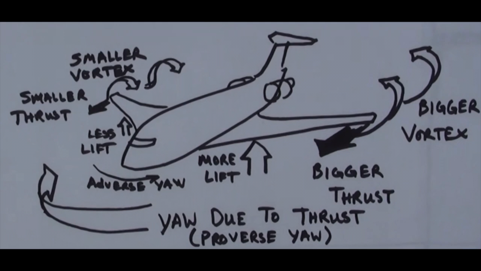Since proverse yaw counters adverse yaw due to the wingtip shape, no rudder is needed. Efficiency increases because drag no longer must fight against drag. Thanks to wingtip geometry and the laws of fluids, we can fly with ease.